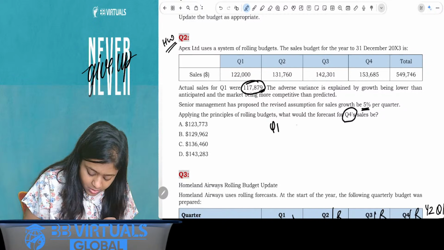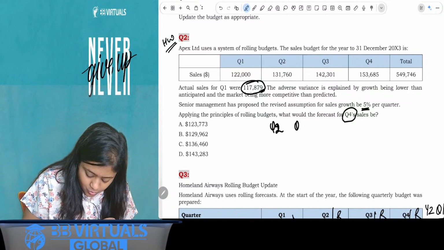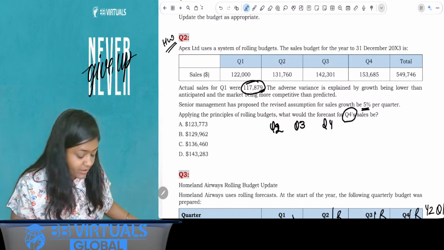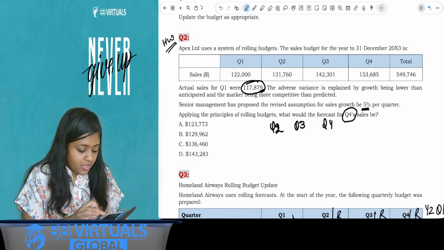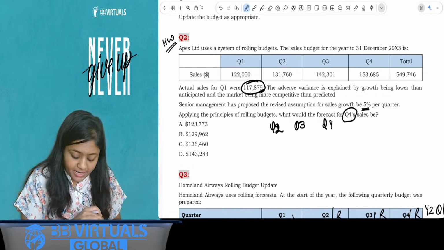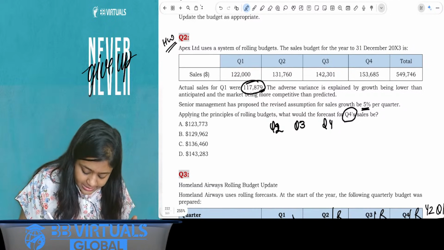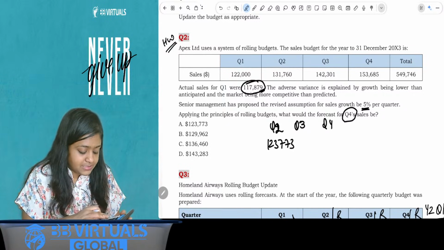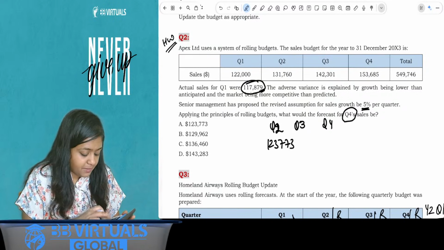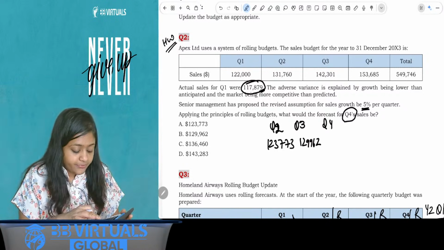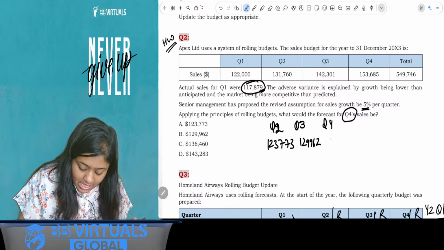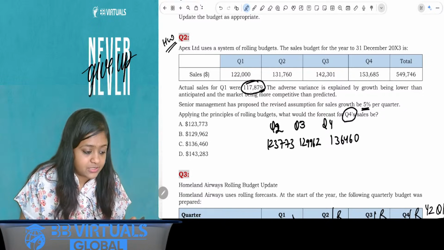But let me just work it out. Quarter 2, quarter 3 and quarter 4. So quarter 1 will be 117,879 multiplied by 105%. So that is 123,773. Now again we will add 105%: 123,773 multiplied by 105%. I get here 129,962. Then with this also again I will add 5% and I get here 136,460 approximately.